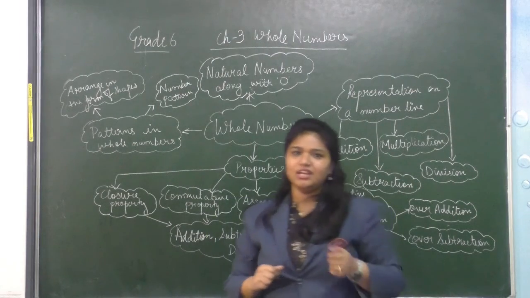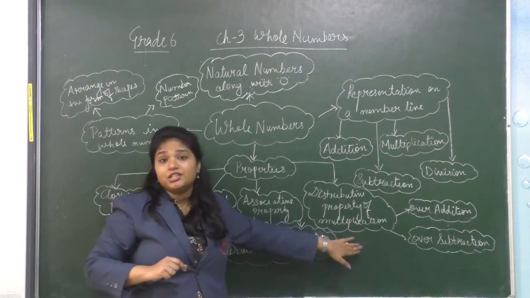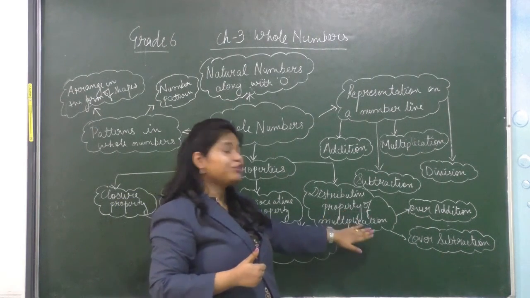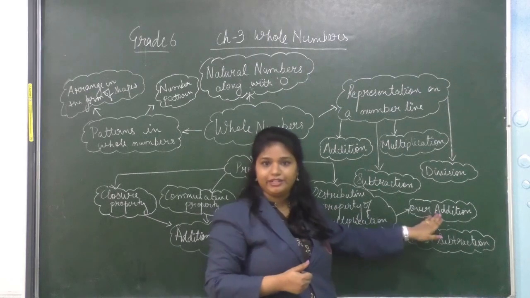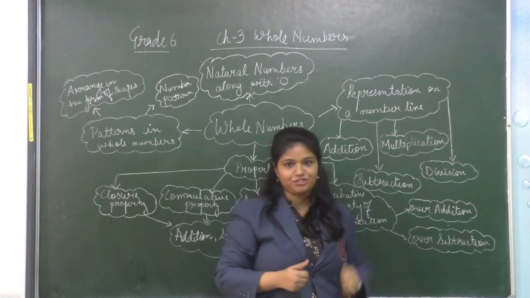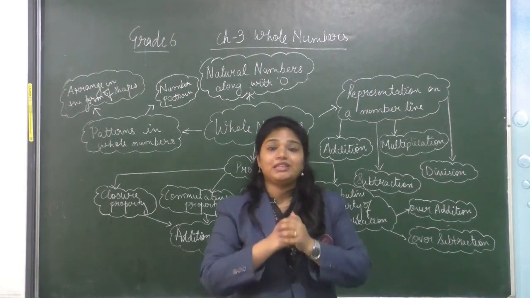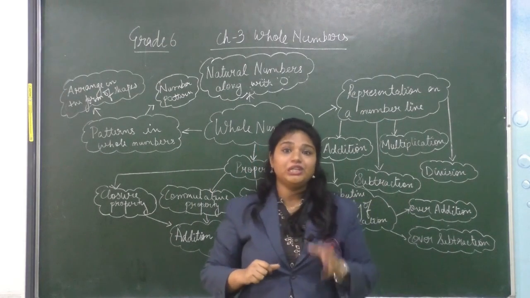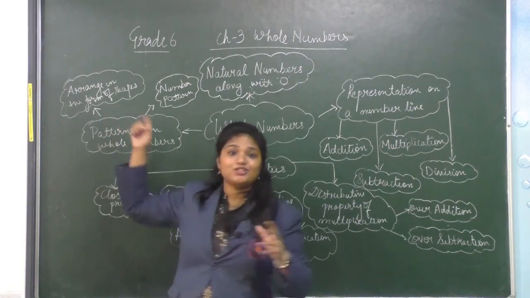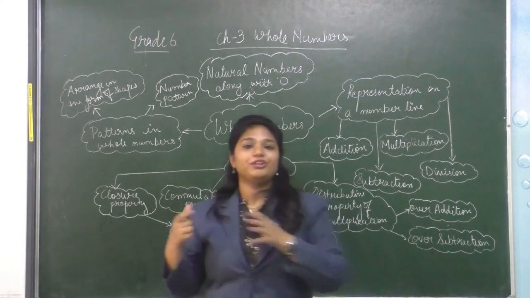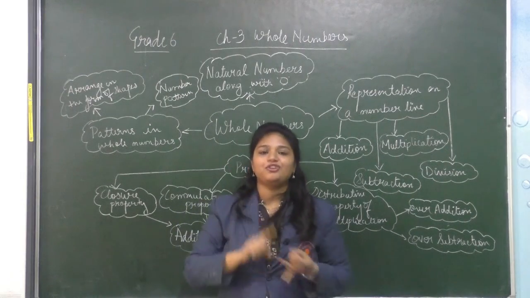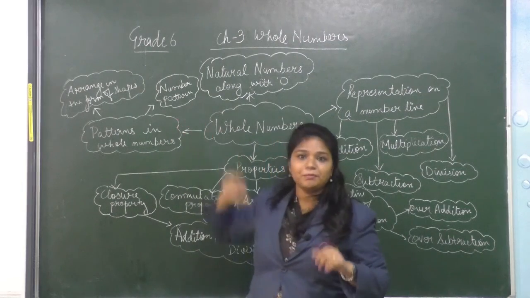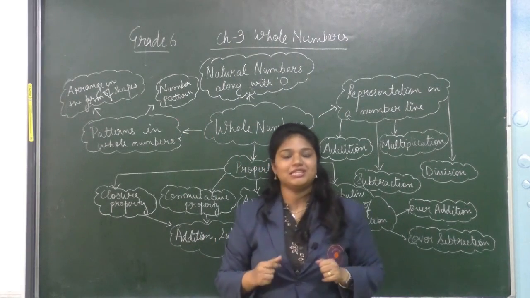Last, we learned about the distributive property of multiplication. Under that, we learned distributive property of multiplication over addition and over subtraction. Now, the last topic that we learned was patterns in whole numbers. Under that, we learned how to form patterns of the given numbers in the form of different shapes, that was square, triangle and rectangle. And we also learned how to form number patterns to make our mathematical operations easier.